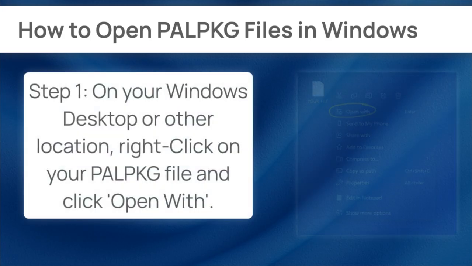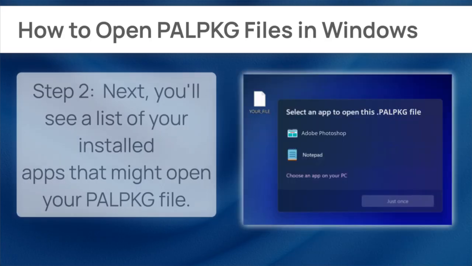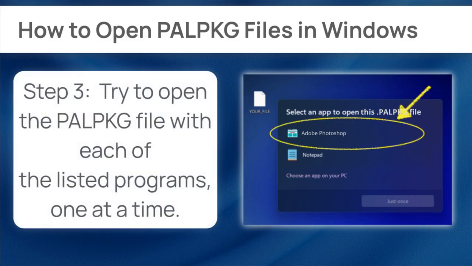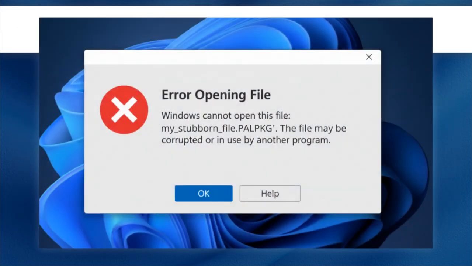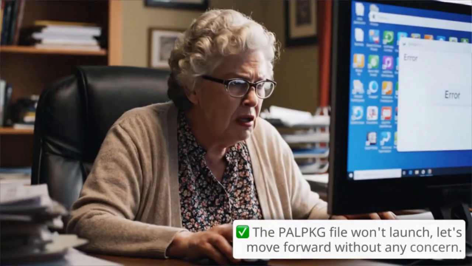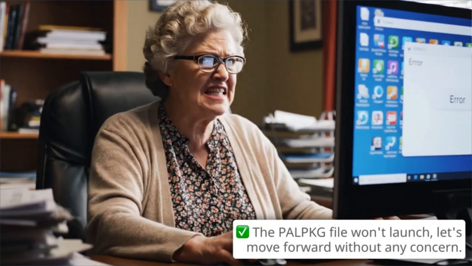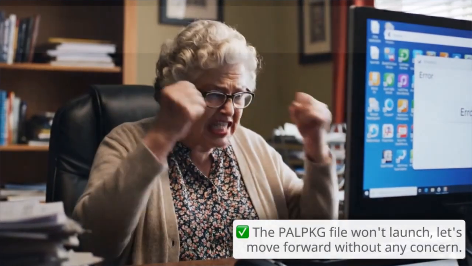Let's start the elimination process. Right-click your PALPKG file, then click Open With. Try Adobe Photoshop first, and if that fails, immediately test the next application in the list. When your PALPKG file does not open, it is usually a small issue. The file is winning so far. Time to fight back. Let's quickly run through a series of focused tests on these common PALPKG failure areas.